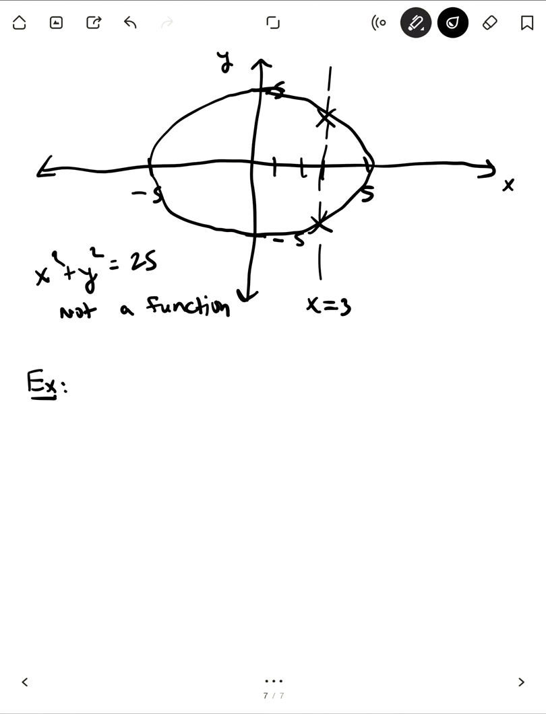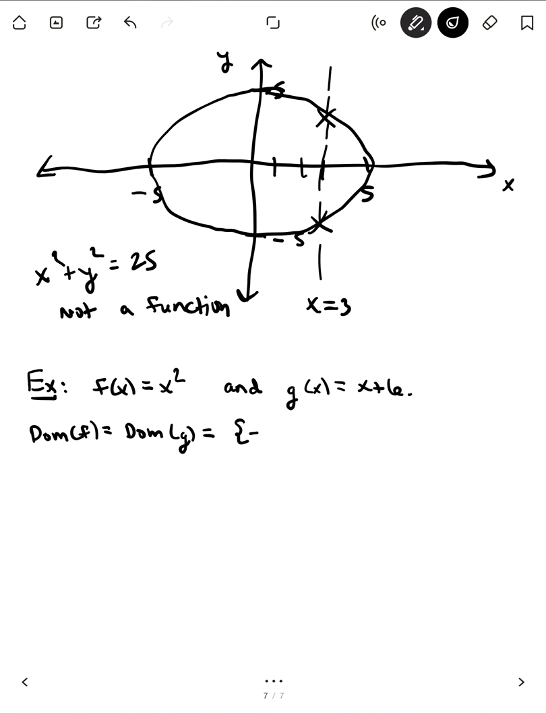So let's take the functions f of x equals x squared and g of x equals x plus 6. The domain of f equals the domain of g equals {-2, 3}. So it's just those two numbers.